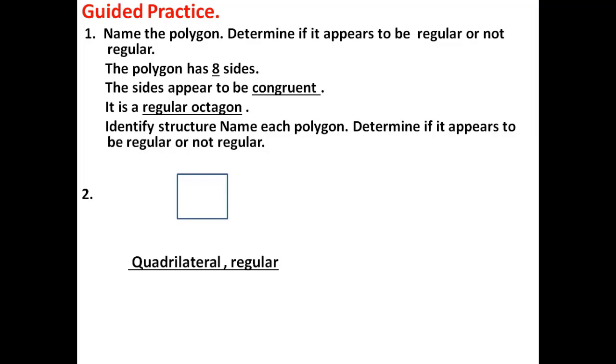After that we have quadrilateral. Any four-sided figure is called quadrilateral. If all sides are equal, this is a regular quadrilateral. And if all sides are not equal, it is not regular. After that we have pentagon. Any five-sided figure is called pentagon. If all five sides are equal, it is a regular pentagon. If all five sides are not equal, different in sizes, we can say it is not a regular pentagon.